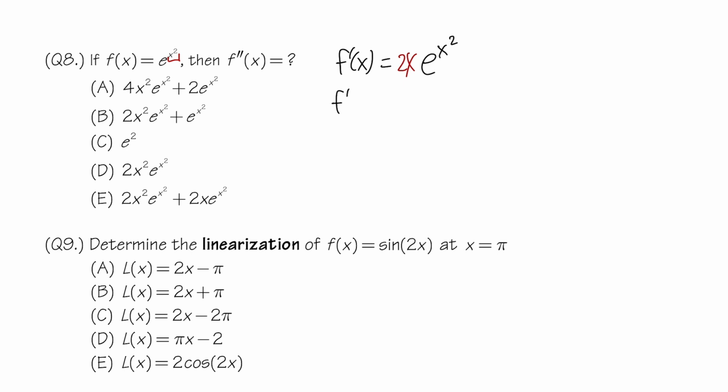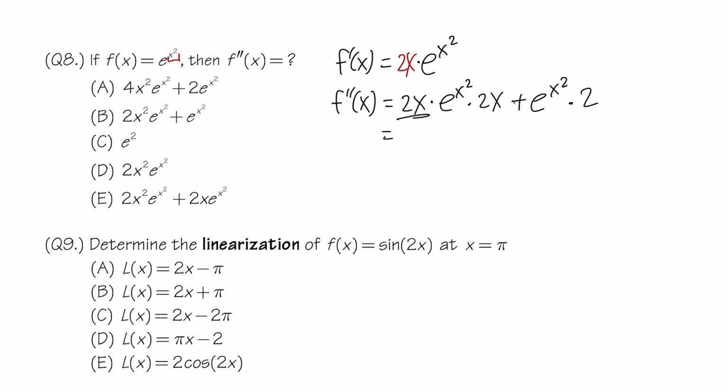Then for the second derivative, we look at the first derivative and take the derivative. So we keep the first function, which is 2x, and we multiply by the derivative of the second, which will be e to the x squared times the derivative of the x squared right here. So perhaps I'll just put that down right here. Derivative of x squared is 2x. And then we add the second function, which is e to the x squared times the derivative of the first, which is just a 2.